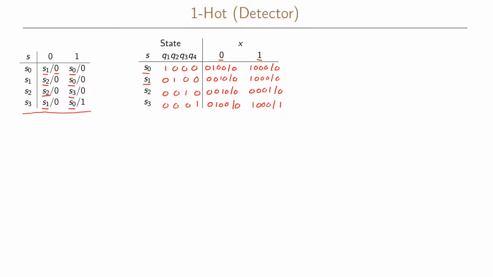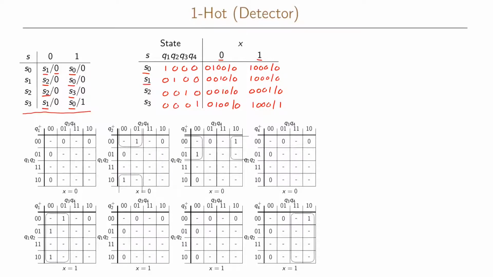And now we want to do our Karnaugh maps, and when we do the Karnaugh maps, we will see one of the drawbacks with this one hot state assignment, because what we have now is that we have as many state variables as we have states, because we use one state variable to indicate each of the states. And then we also have our input. So in this case, we will have 5 variables in our Karnaugh maps.